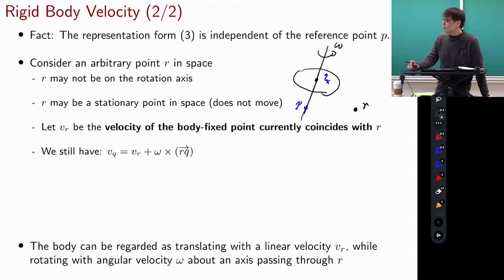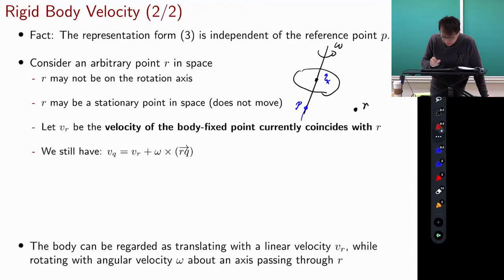It's purely about grammar. Okay, I'm going to ask you English questions. I say VR is the velocity of the body fixed point currently coincides with R. What is VR? VR is the velocity of R? No. Then what is it? It's the velocity of R related to the frame of... Okay, although there's R here, just don't confuse them.